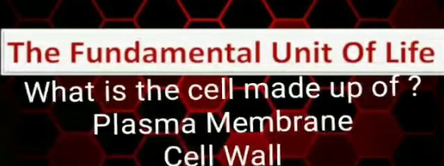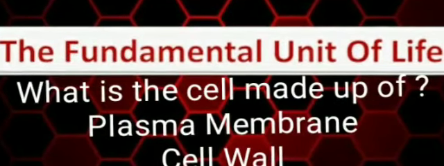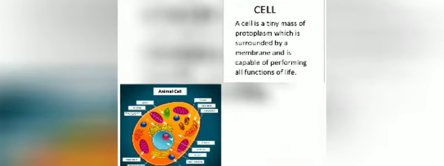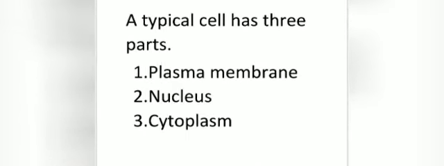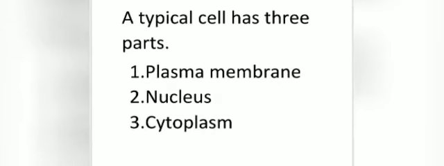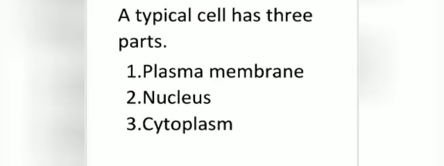So, first of all, let us see what is a cell. Can anyone define what a cell is? Actually, a cell is a tiny mass of protoplasm which is surrounded by a membrane and is capable of performing all the functions of life. Right? Okay. And a typical cell has how many parts? 3 parts, okay? They are the plasma membrane, nucleus and cytoplasm.